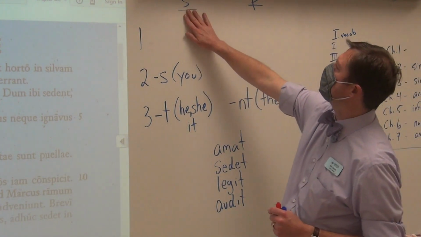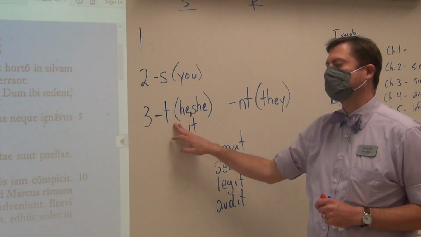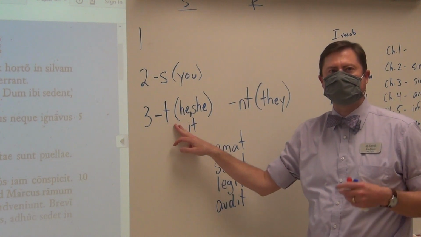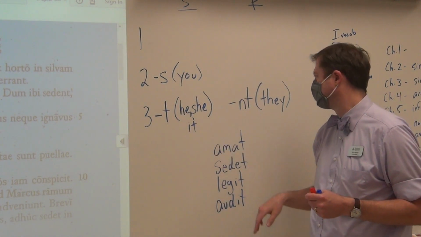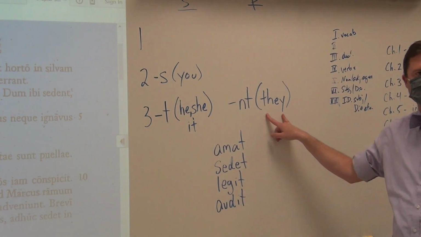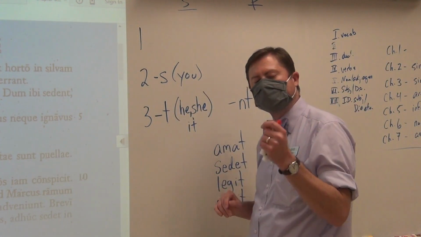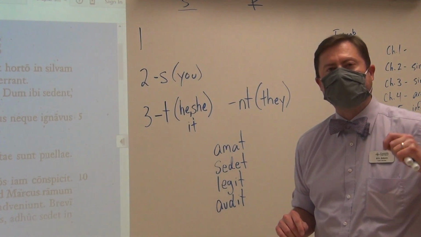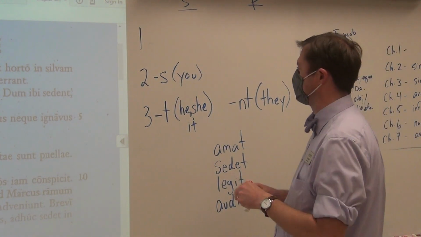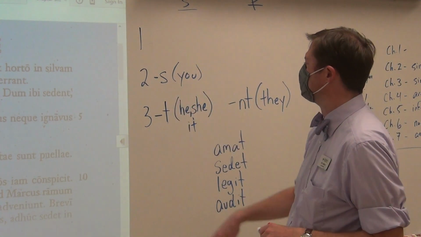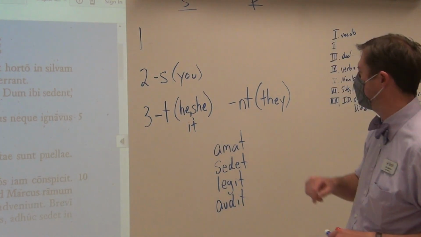Additionally, you can have the singular and the plural. We talk about he does this, he does that, he does the other, she does this. But the plural would be they do this, that, the other. We're talking about them. So these are the endings that you're going to need to know that represent the various different subjects. So we already know S for you, T for he, she, it, and they, NT.